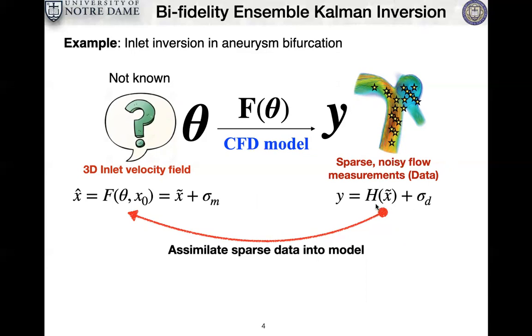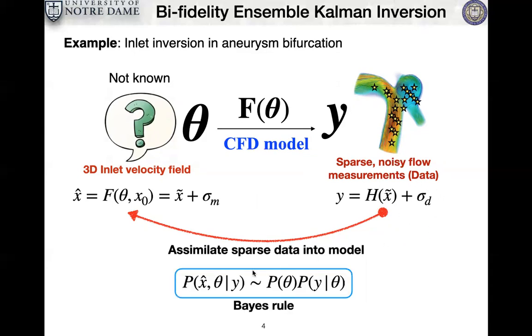H here is actually an observation operator, which extracts a limited dimension of data from the ground truth, and it is also blended with some kind of noise, sigma d. So finally, if you give a prior of theta, you can calculate the posterior of the unknown parameter theta, because it is proportional to the prior of theta multiplied by the likelihood function.